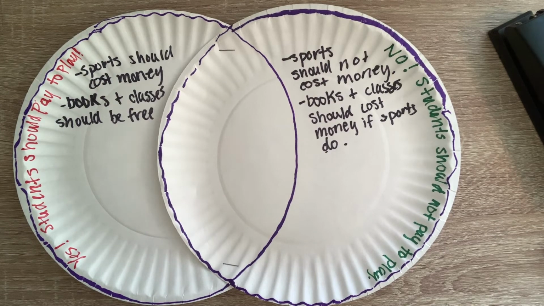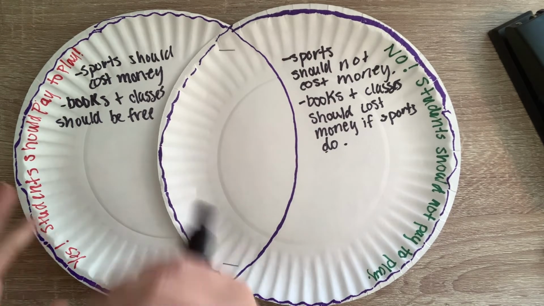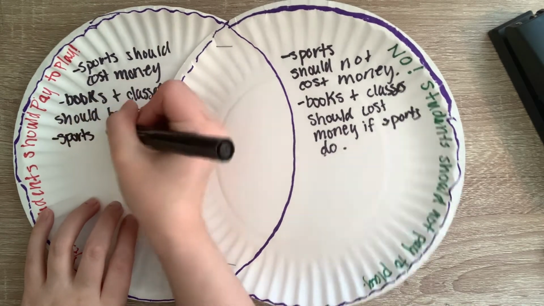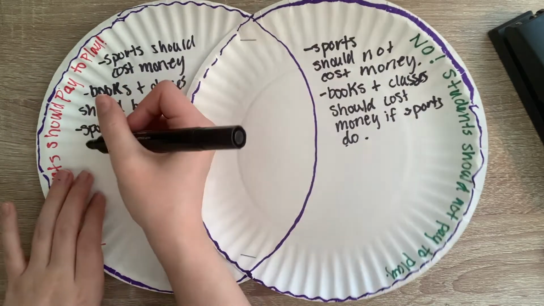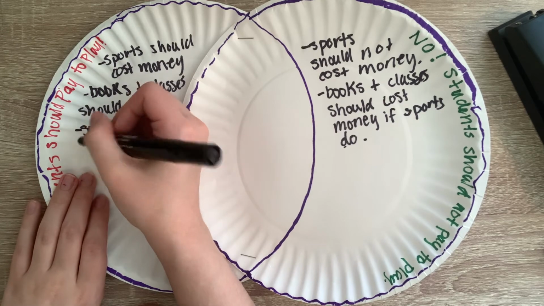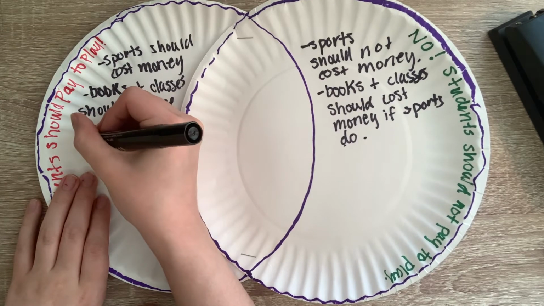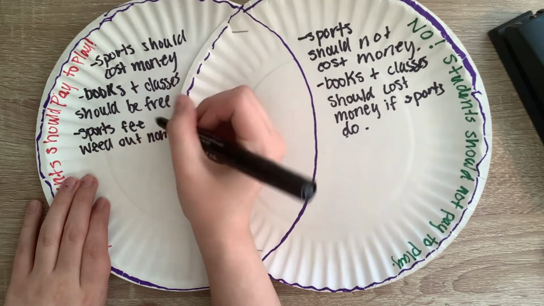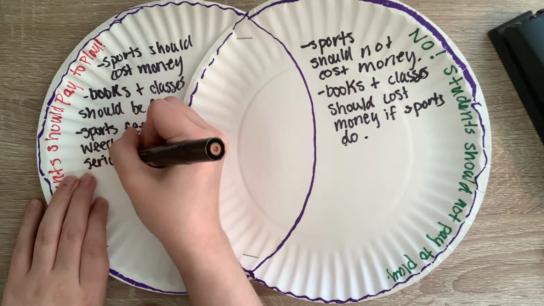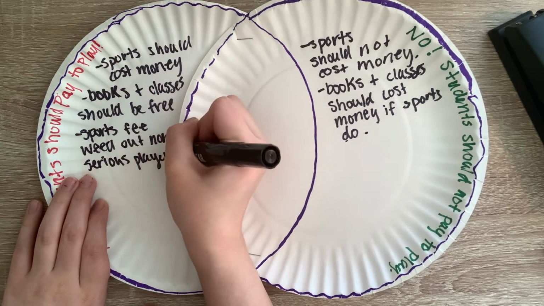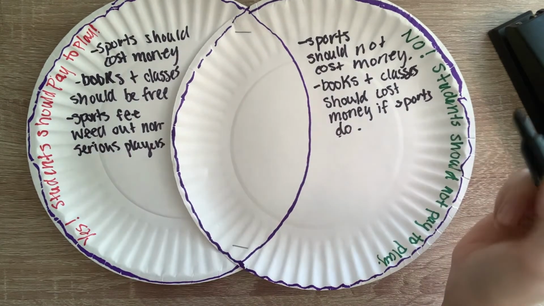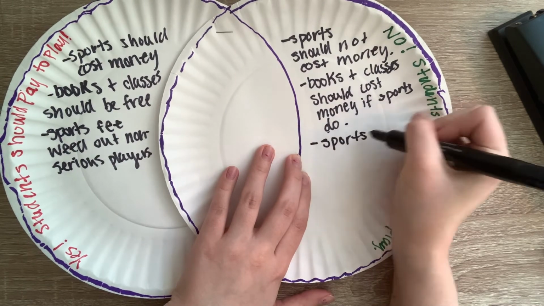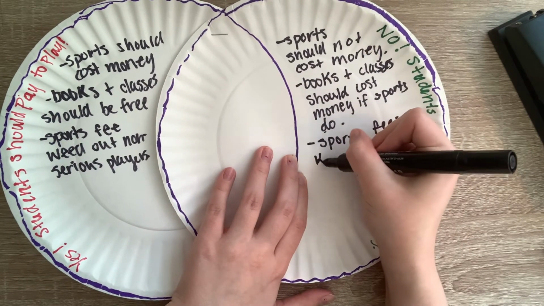So what we will write in our Venn diagram is, in the first oval, you will write sports fees weed out non-serious players. In the third oval, we would write sports fees keep students from playing.